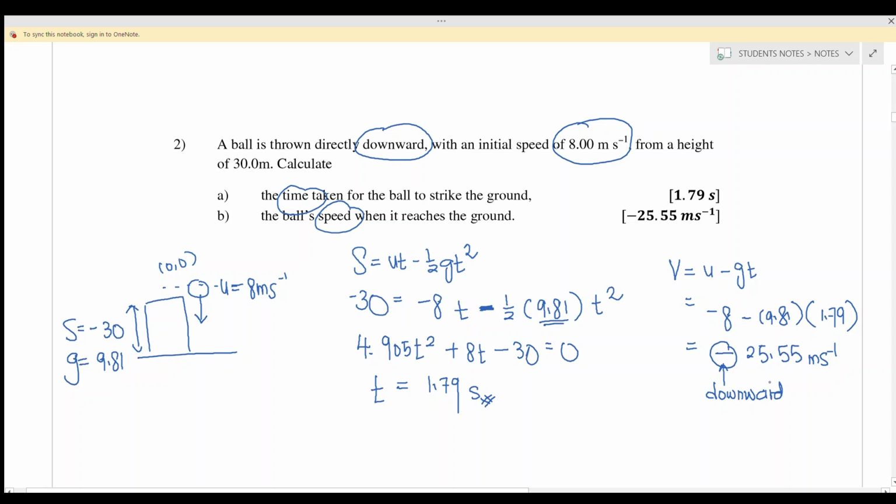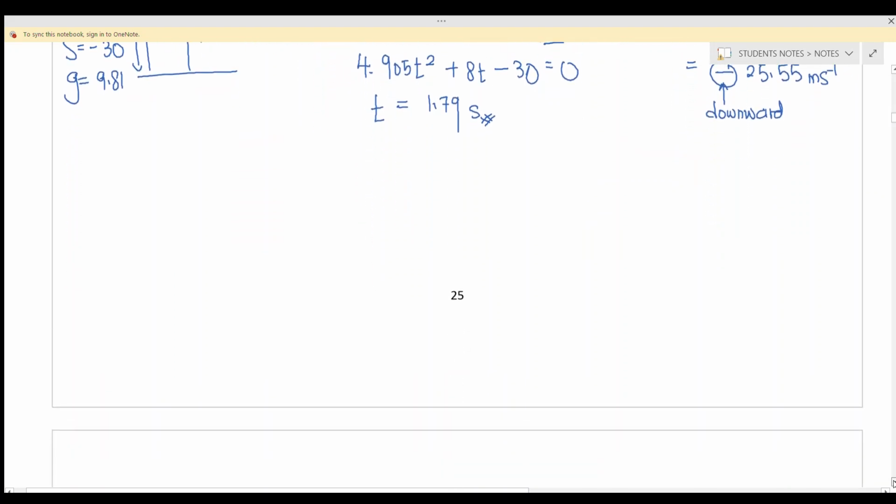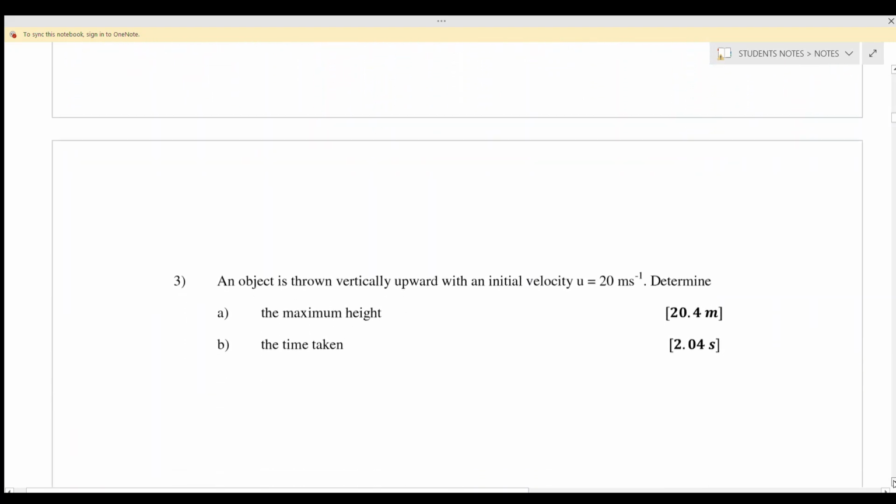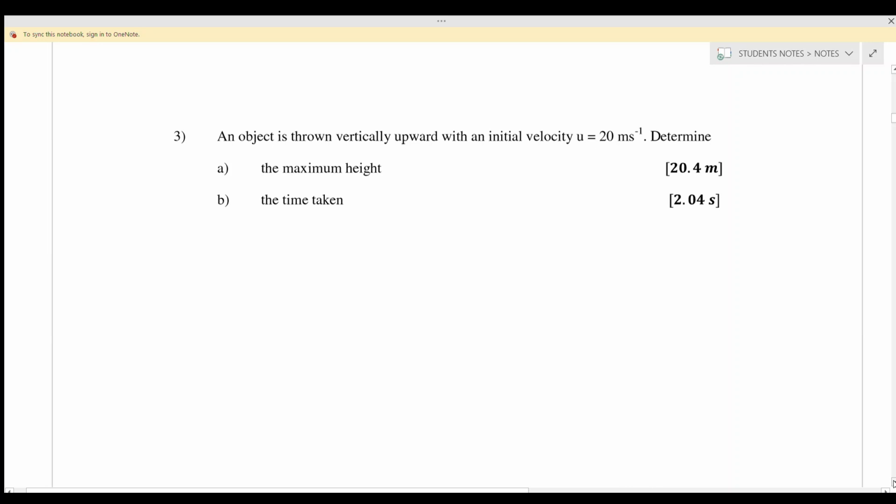Okay, next one, question number 3. Question number 3 is an object thrown vertically upward. So now your object is thrown vertically upward with an initial velocity of 20. So we put positive 20 meters per second, because this is the origin and you are going to throw upward. Okay, so it's positive 20 meters per second.